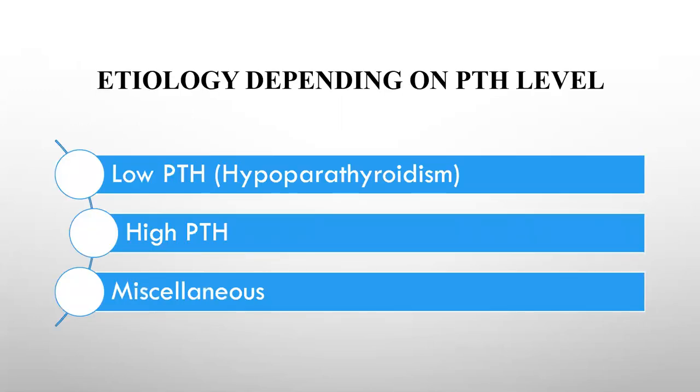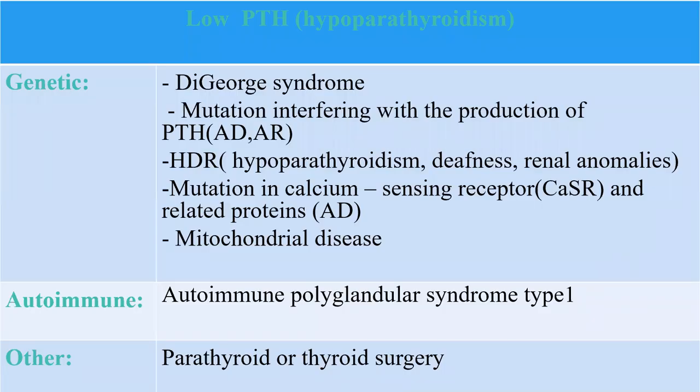Regarding the etiology, it depends on the PTH level. So there are causes of hypocalcemia with low PTH, causes of hypocalcemia with high PTH, and there are miscellaneous causes. Regarding the causes of hypocalcemia with low PTH, it could be due to genetic, autoimmune, or other causes.